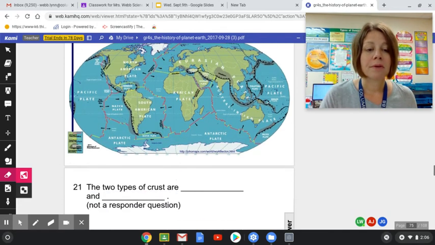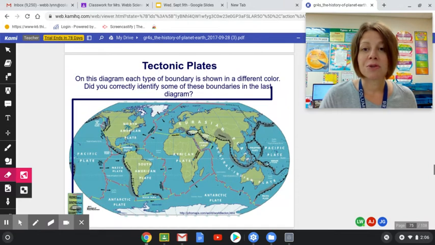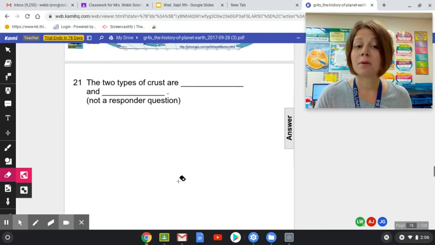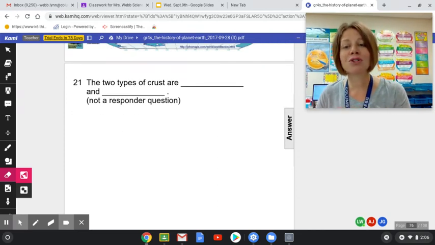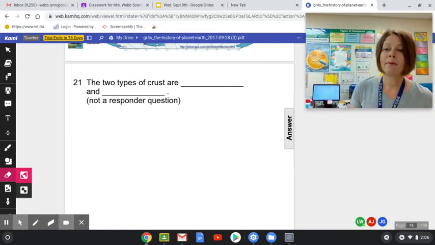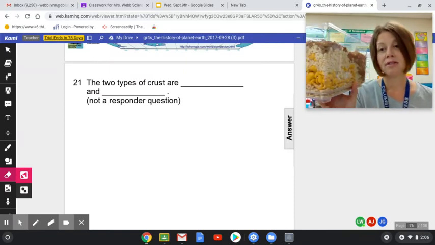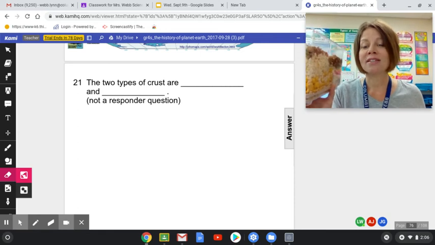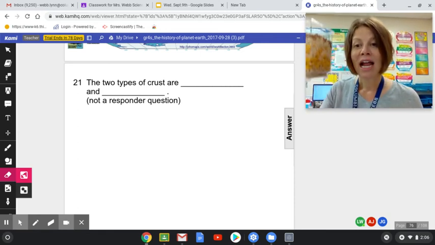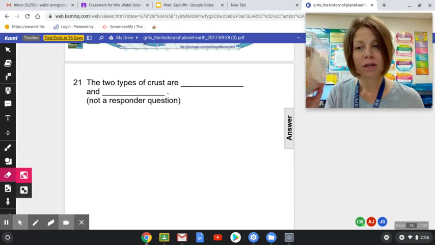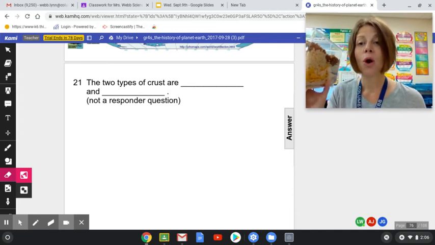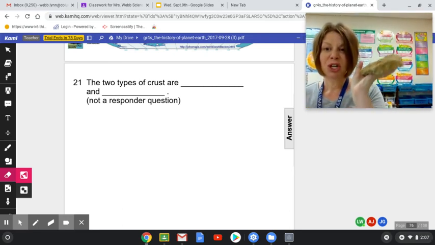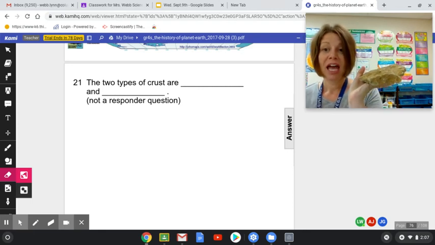Okay, now we're going to dive in and you're going to be answering some questions in just a moment about these. There are two different types of crust that we talked about, going back to the day before's lesson. So this is going to be our continental crust, and we're going to pretend that this is oceanic crust. Remember, continental crust is thicker, lighter, but older. Oceanic is thinner, denser, meaning heavier, and newer.